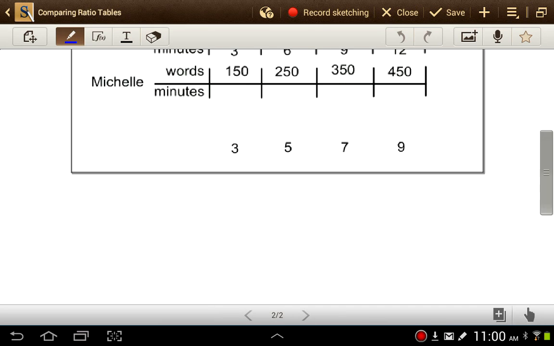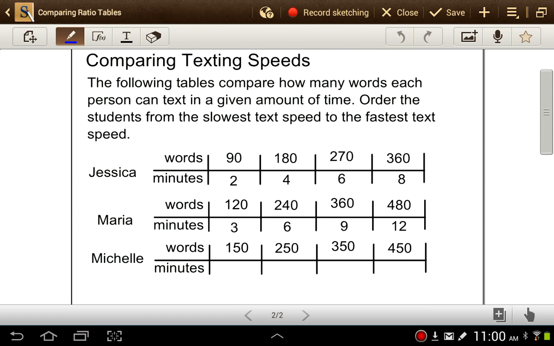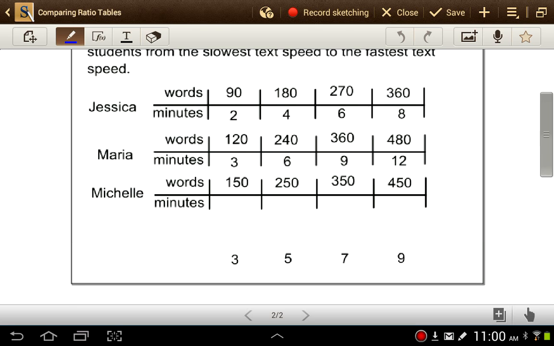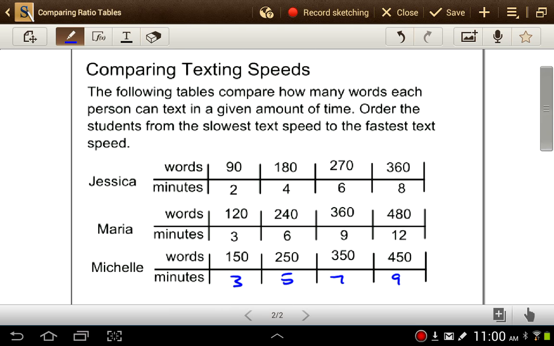All right, my next and final example, we're going to be comparing texting speeds. For some reason these numbers got thrown off, so let me rewrite those there. That's just 3579. So let's compare texting speeds. The following tables show how many words each person can text in a given amount of time. Order the students from slowest text speed to fastest text speed. So we have Jessica, Maria, and Michelle. What order are they going to be in from slowest to fastest?